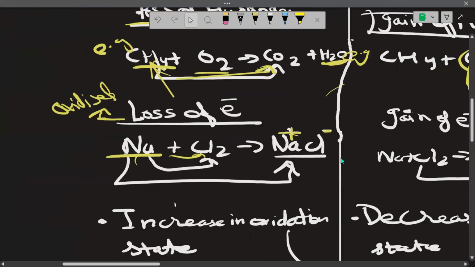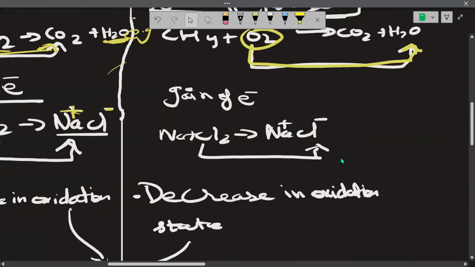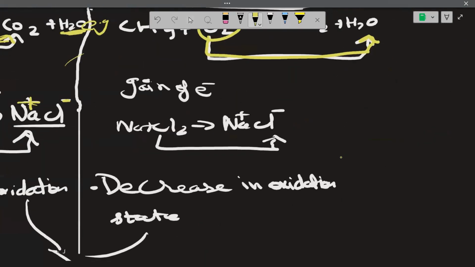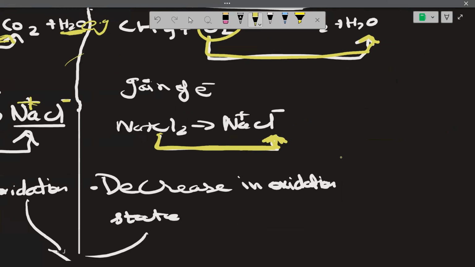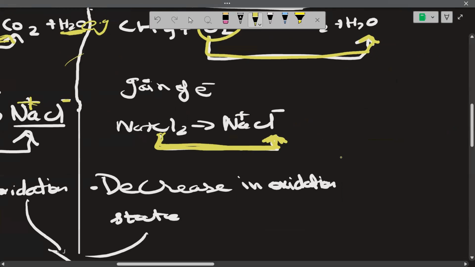While if it's loss of electron in the oxidation, then gain of electron will be in the reduction. It's basically the opposite thing in both, okay? Like in your example, chloride gains an electron from sodium. So here chloride has been reduced.